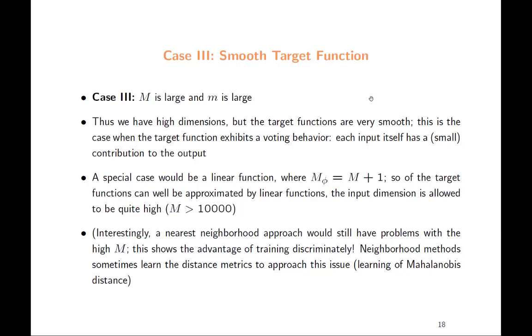Nearest neighbor methods, which you might learn about in the lecture on KDD in detail, still would possibly have problems. And here we see a little bit the advantage of training discriminatively. Of course, neighborhood models can also be fixed by learning an input dependent distance metric. But okay, let's not focus on that. The important thing is a neural network type or a basis function system or even a linear system might be able to give you a very good model if the input dimension is large, but also the smoothness is large.